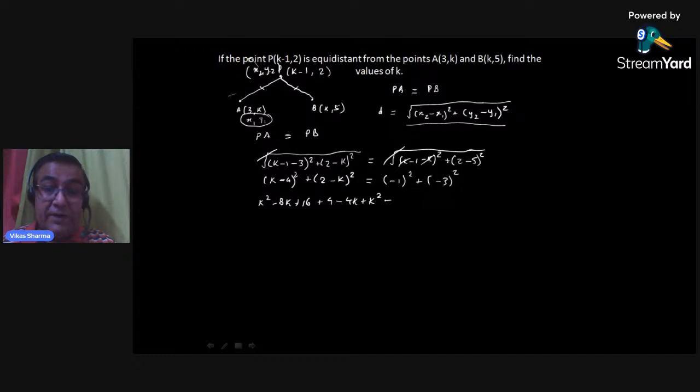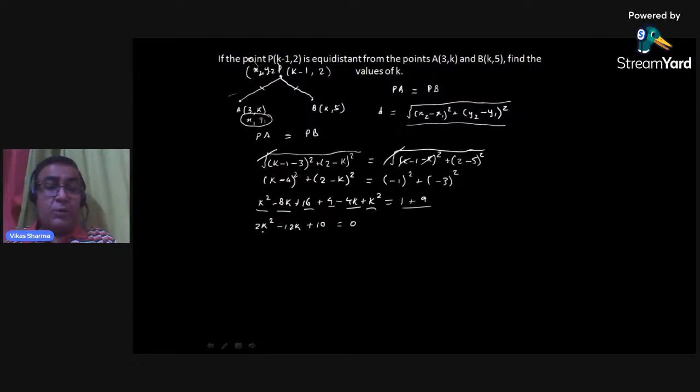square. That should be equal to minus 1 whole square is 1 and minus 3 whole square is 9. So let's simplify this, k square and k square, that becomes 2k square, minus 8k and minus 4k will become minus 12k, and 16 plus 4 is 20 and 9 plus 1 is 10. When we take 10 to the other side, that becomes 20 minus 10. So we have got plus 10 is equal to 0, right?